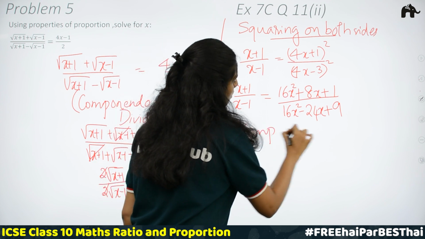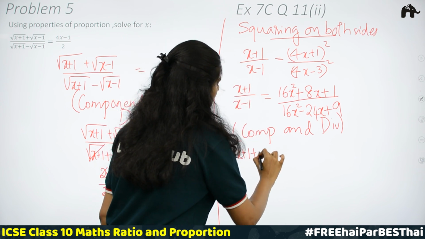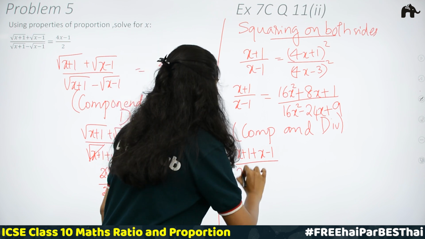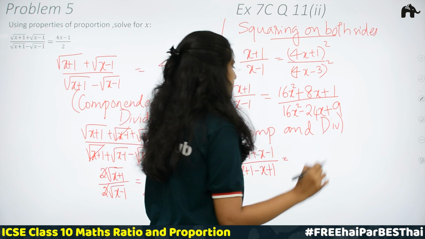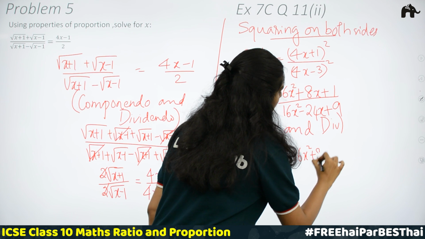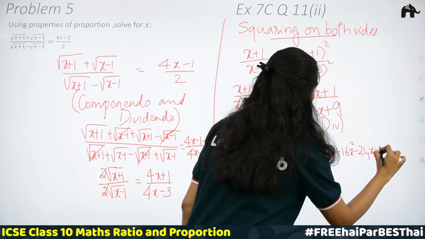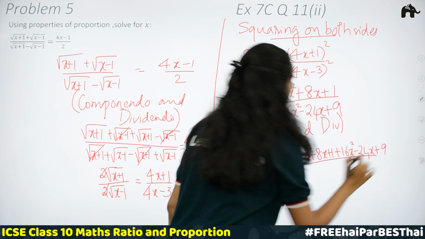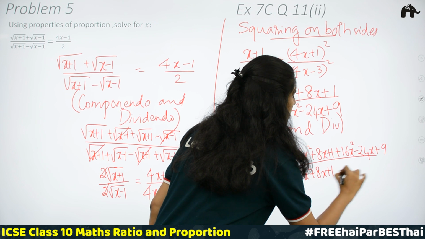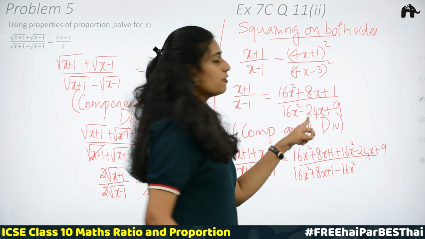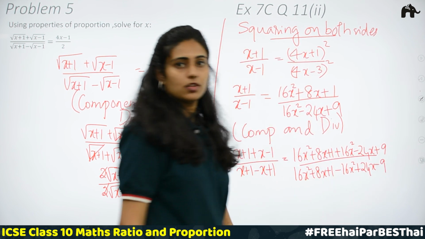Applying componendo and dividendo property, we get (x plus 1 plus x minus 1) divided by (x plus 1 minus x minus of minus plus 1) is equal to (16x square plus 8x plus 1 plus 16x square minus 24x plus 9) divided by (16x square plus 8x plus 1 minus 16x square minus of minus plus 24x minus 9). Okay.